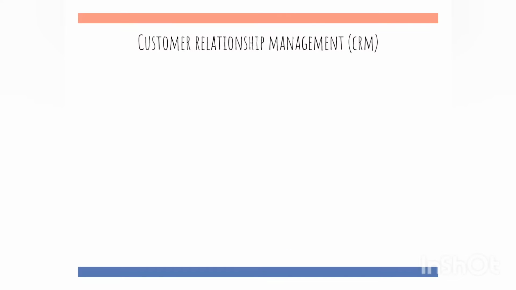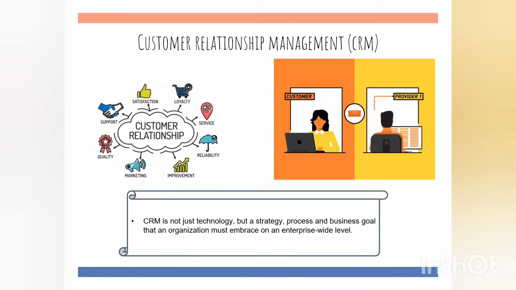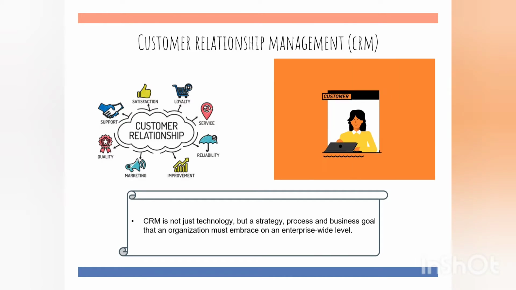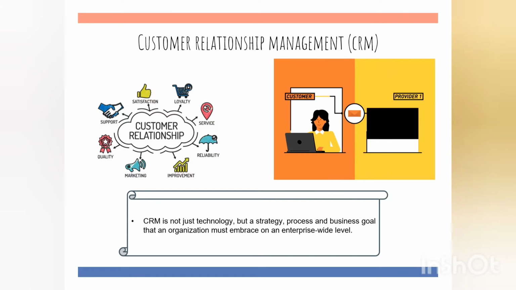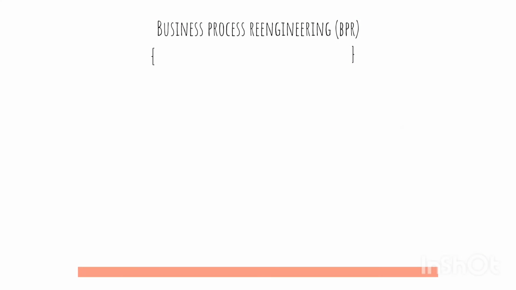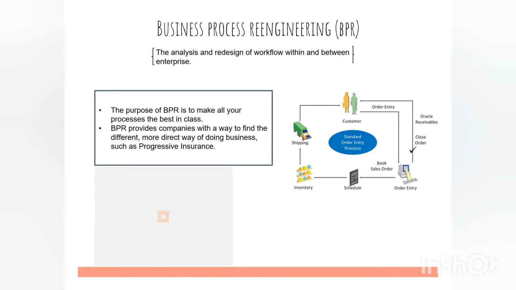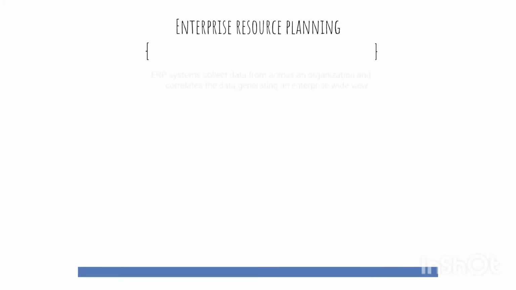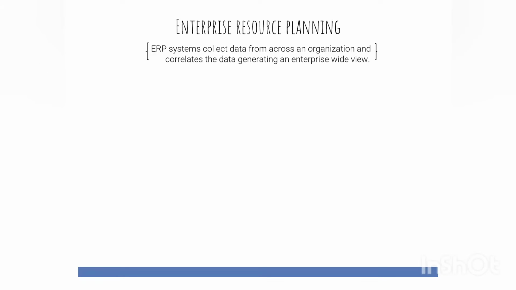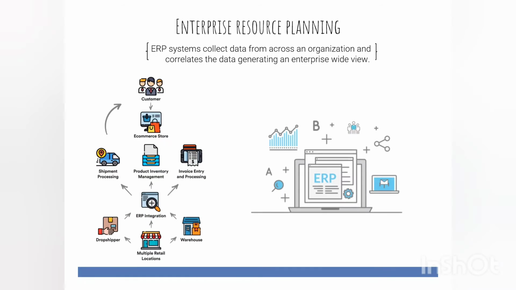Customer relationship management. Customer relationship management is not just technology, but a strategy, process, and business goal that an organization must embrace on an enterprise-wide level. Business process reengineering. The analysis and redesign of workflow within and between enterprises. Enterprise resource planning. ERP systems collect data from across an organization and correlate the data, generating an enterprise-wide view.